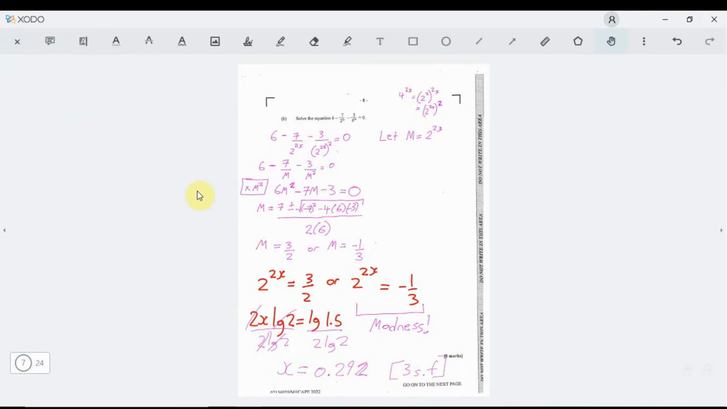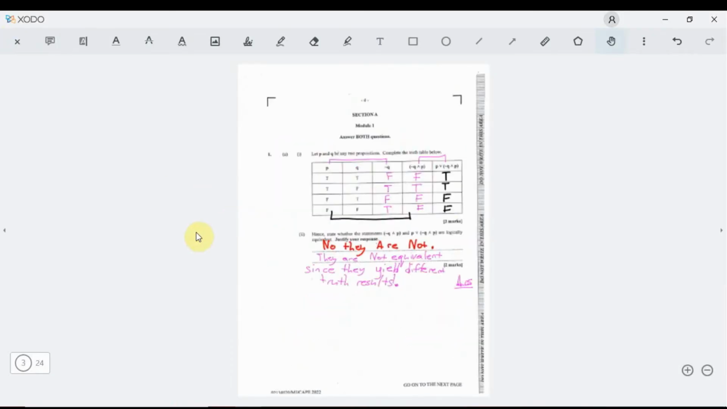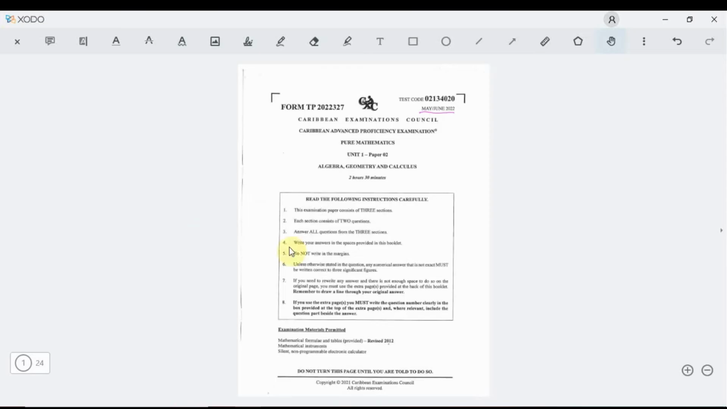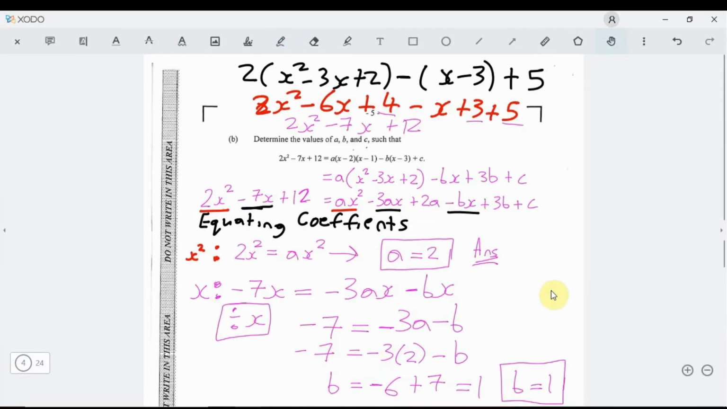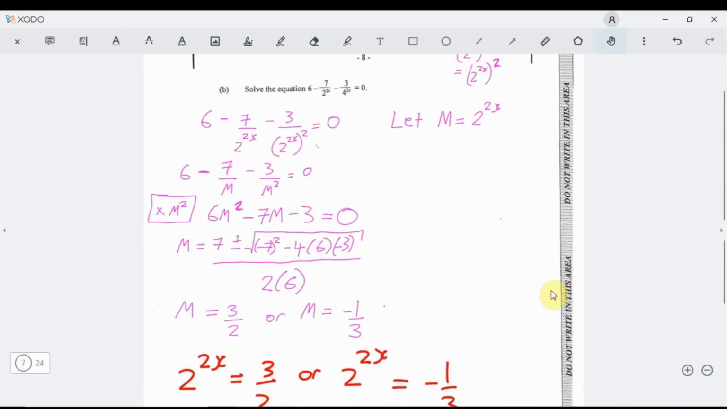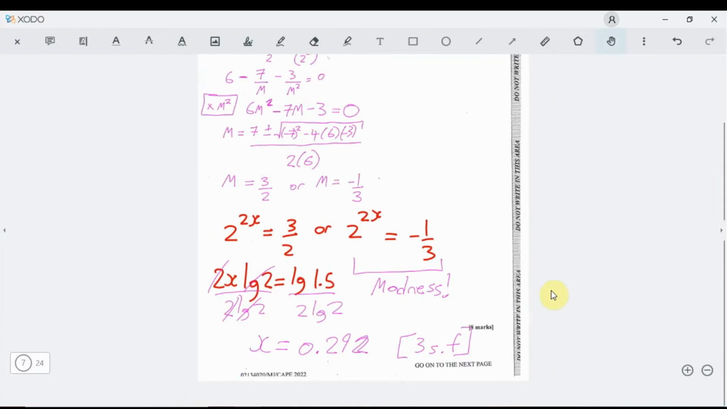Because in pure math, oftentimes you're supposed to give your answer to 3 sig fig. Look at the front of the page. It usually tells you somewhere here, unless otherwise stated in the question. You get marks for this, guys. Always give your answer to 3 sig fig. Always read the rules, guys, please. So in that case, we write our answer to 3 sig fig, 0.292.